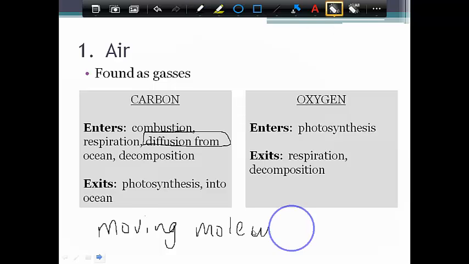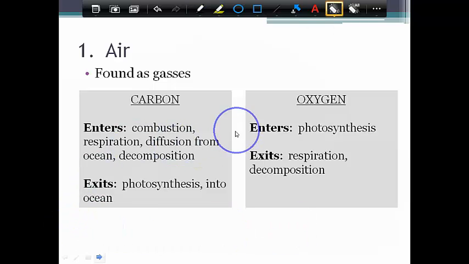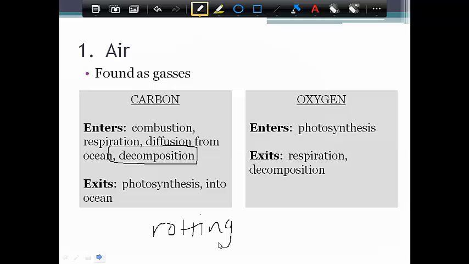And then finally the last one, decomposition. Okay, decomposition you maybe could just call rotting. Okay, things decomposing. Lots of different organisms do that. We talked about that a little bit already. You know, fungi and bacteria and things like that. So all of those processes put carbon into the air.